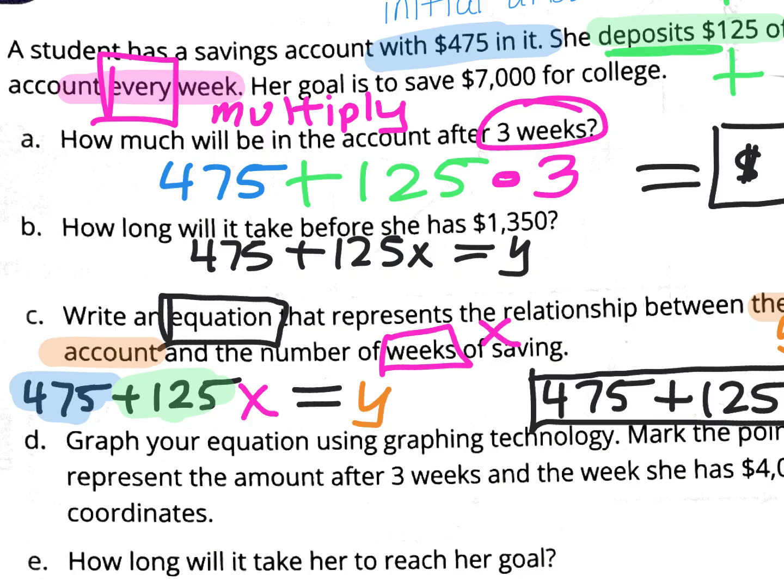And now that I have that equation, I'm going to use it and go back to answer B. So I brought my equation up, and what I'm going to do is it's asking how long will it take before she has $1,350. So I'm going to replace that y with $1,350.